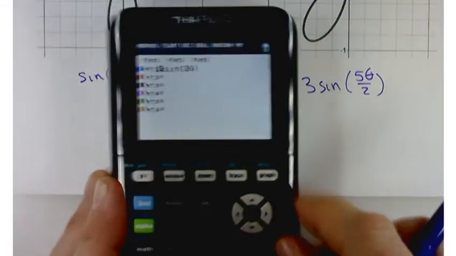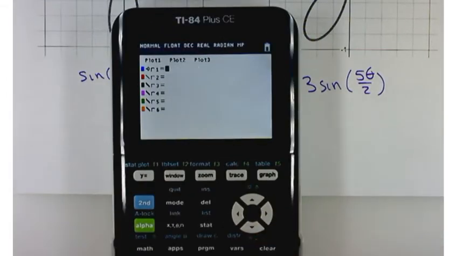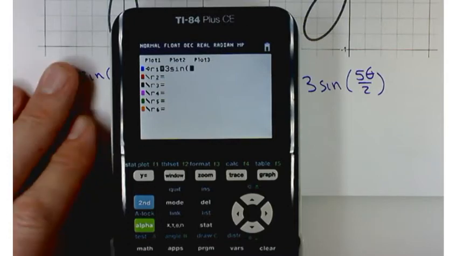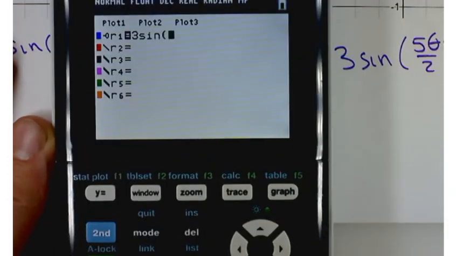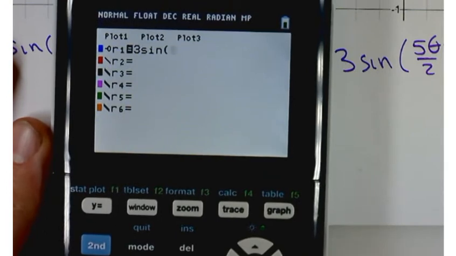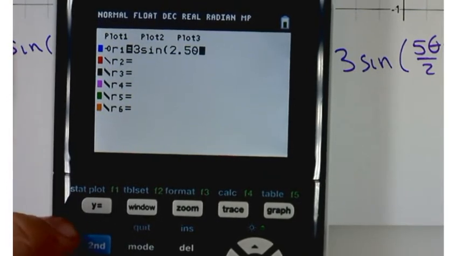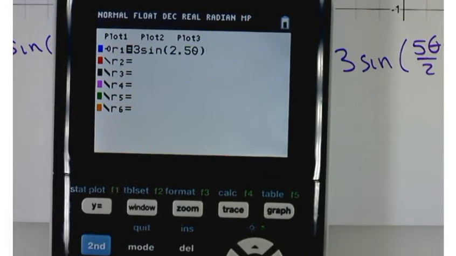Put it in your calculator. So we want 3 sine. I'm going to be lazy. Instead of writing 5 theta over 2, I'm going to write 2.5 theta. Same thing, right? Your calculator doesn't care. It doesn't have feelings. You don't have to be nice to it.